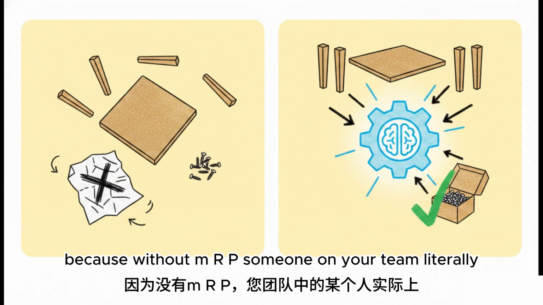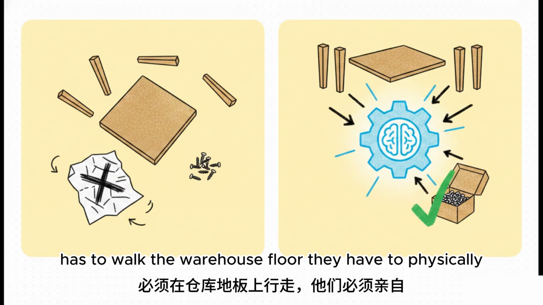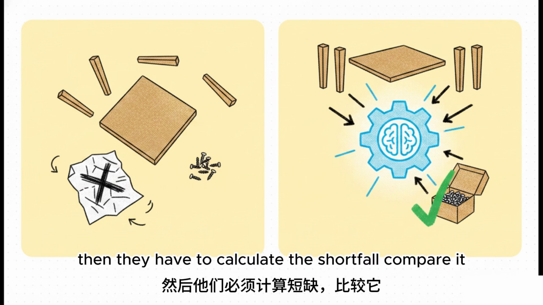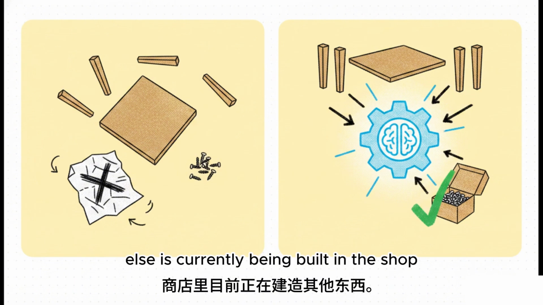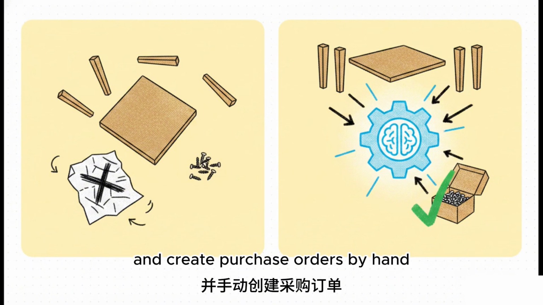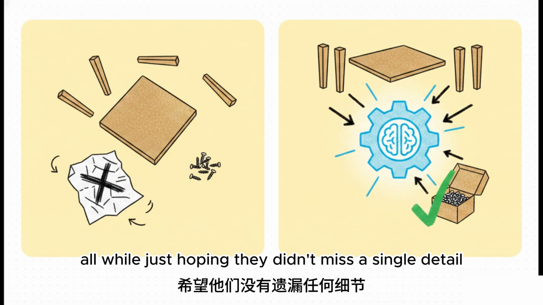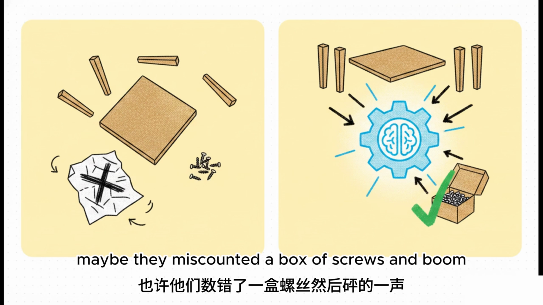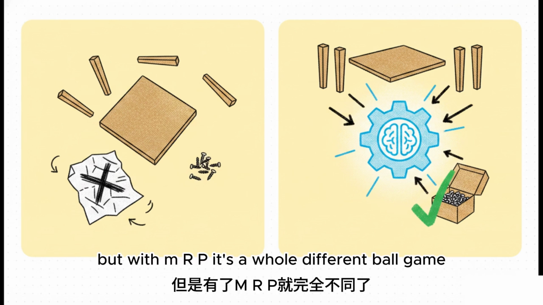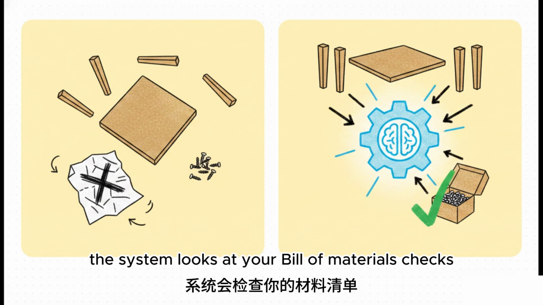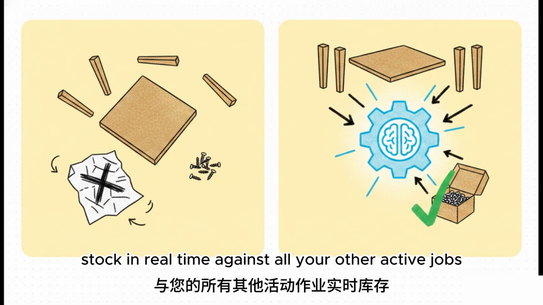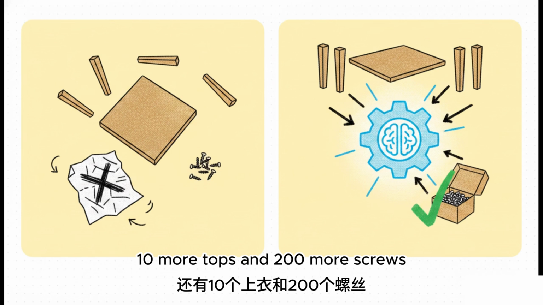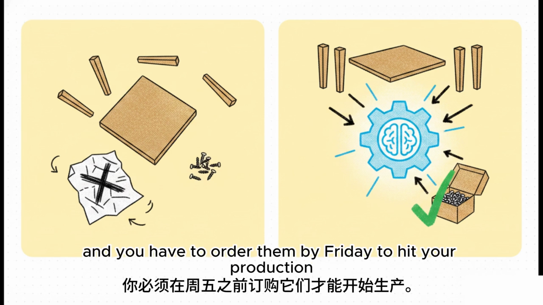Because without MRP, someone on your team literally has to walk the warehouse floor. They have to physically check how many legs, tops, and screws are currently sitting on the shelves. Then they have to calculate the shortfall, compare it against whatever else is currently being built in the shop, and create purchase orders by hand, all while just hoping they didn't miss a single detail. In that scenario, you're stressed and super prone to manual errors. Maybe they miscounted a box of screws, and boom, production grinds to a total halt next Wednesday. But with MRP, it's a whole different ballgame. The system looks at your bill of materials, checks your current stock in real time against all your other active jobs, and automatically tells you, hey, you need exactly 40 more legs, 10 more tops, and 200 more screws, and you have to order them by Friday to hit your production date.